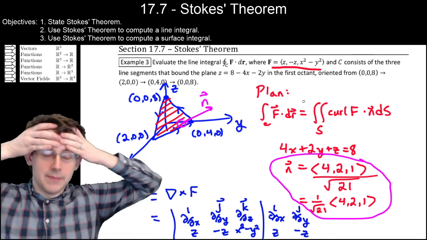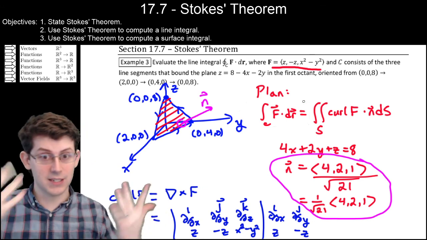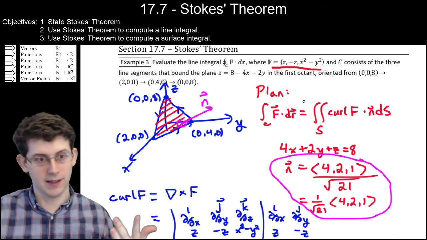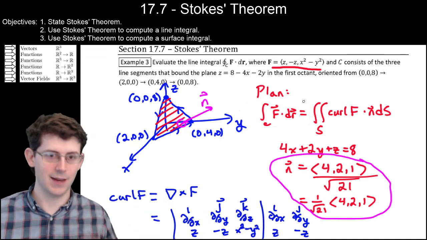Okay, that was Stokes' theorem. It says that a line integral that calculates circulation can be done by doing a surface integral that adds up the curl, the contributions of the curl on the inside. It's what Green's theorem said, but up in 3 dimensions.